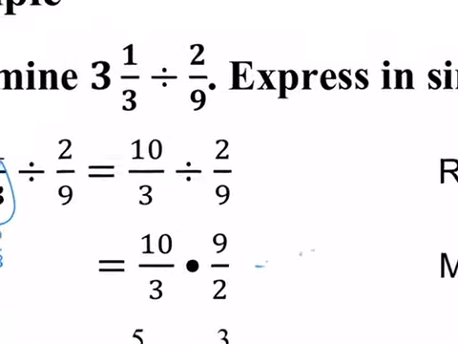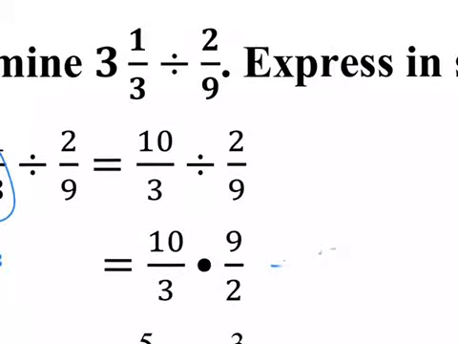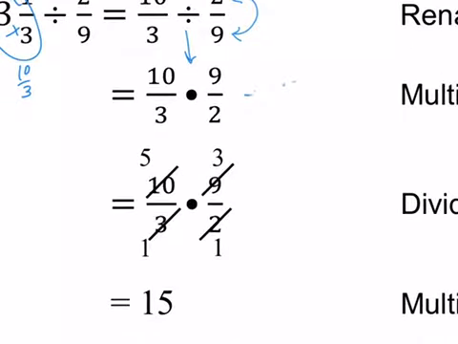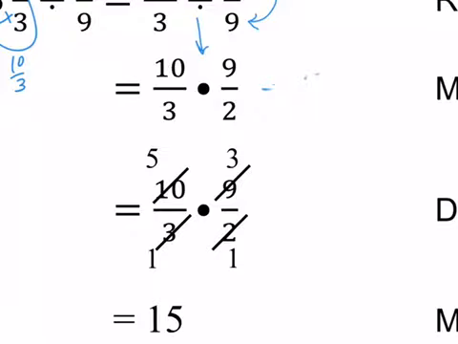Okay. So now this is where the chicken comes in. So okay, keep 10 thirds. Change division to multiplication. And flip it. So we're flipping that second fraction upside down. That's called the reciprocal. Okay, so they keep, they change, they flip.